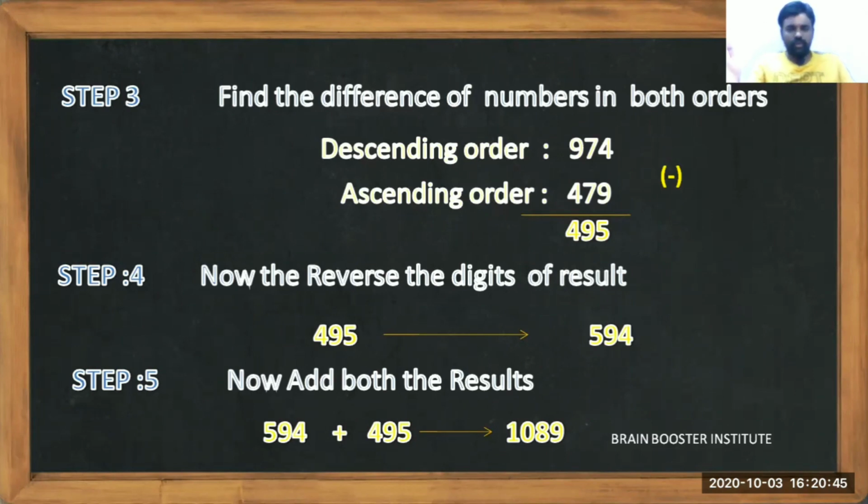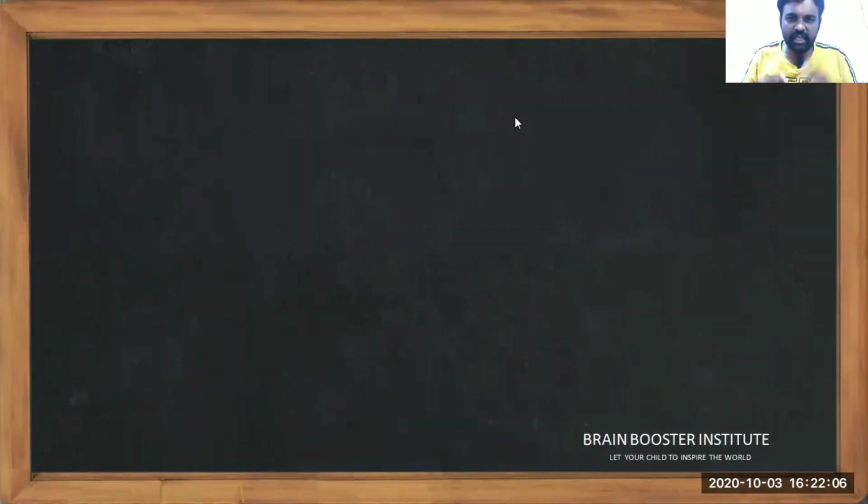And step 4, whatever result we have got in step 3, just reverse its digits. In step 5, add the result of step 3 to the result of step 4, and you will get 1089. You can take any three-digit number. Surely you will get 1089. Do you still have doubts? Let's go with another example now, then you will get a complete idea whether it is possible or not.